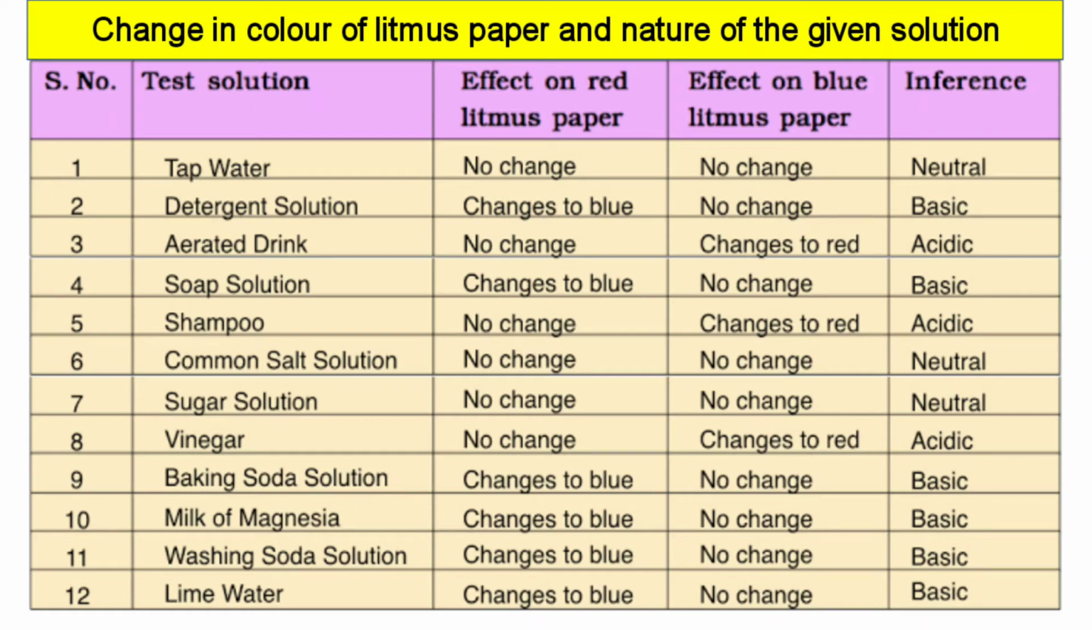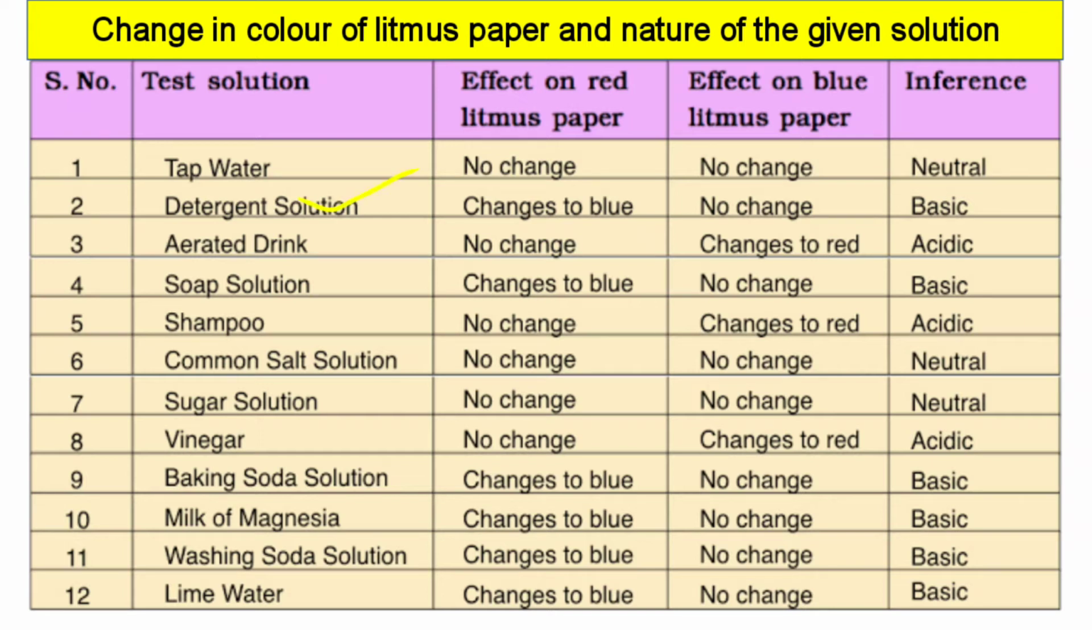Now here is a table. Here the solutions are given. In these solutions, if you dip red litmus paper or blue litmus paper, then they will change their color accordingly. So first we have taken tap water. If you dip the red litmus paper in the tap water, it will not change its color, and if you dip the blue litmus paper into tap water, no change will occur because the tap water is neutral. So it will not show any effect.